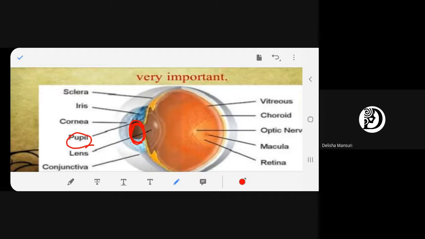This is the pupil. So we say, oh, she has black colored eyes, she has brown colored eyes, green colored eyes, blue colored eyes. Don't we say that? That is the pupil. We are talking about the pupil, isn't it? Pupil.